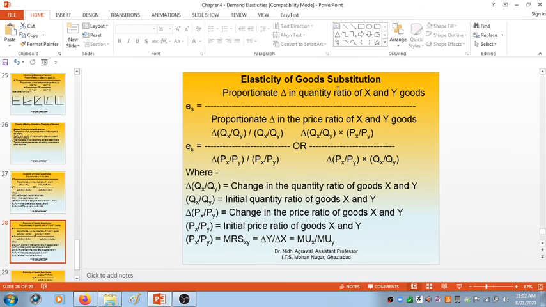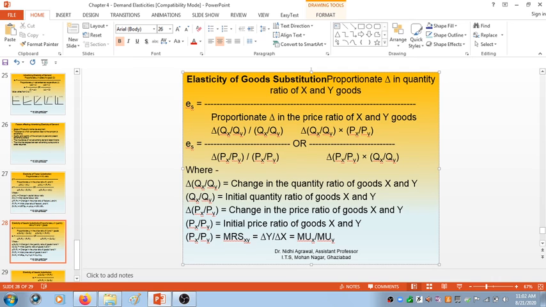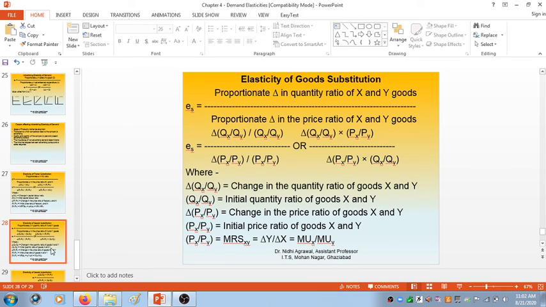Next is elasticity of goods substitution. In this case, we are taking two goods simultaneously, X and Y. In the numerator, we have taken the proportionate change in the quantity ratio of X and Y goods divided by the proportionate change in the price ratio of X and Y goods.